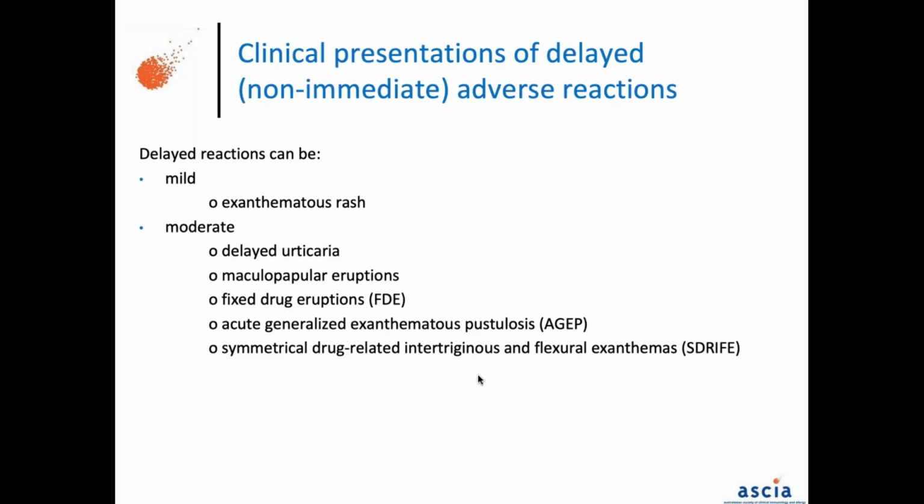And then there is one moderate reaction which borders on severe, which presents like SJS, like Stevens-Johnson syndrome, with really significant erosions. But these erosions are symmetrical, and they will only occur in the intertriginous and flexural sites. So often in the axilla, the elbows, the groin, and this is called SDRIFE.